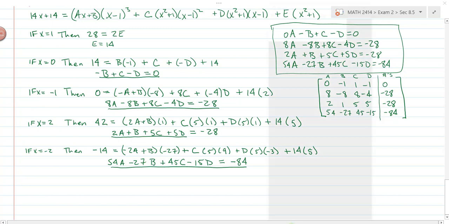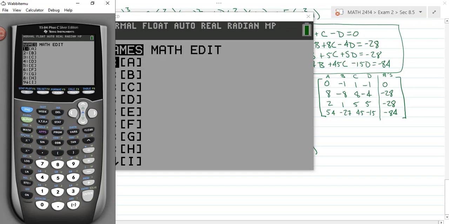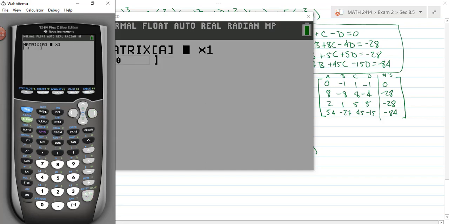So let's get our calculators out. To find the matrix on your calculator, you're going to hit second, and matrix is listed right above the inverse button, so that's going to be second x inverse. What we're going to do is edit a matrix, and I want to edit matrix A. The first thing you have to do is put in the size of the matrix.